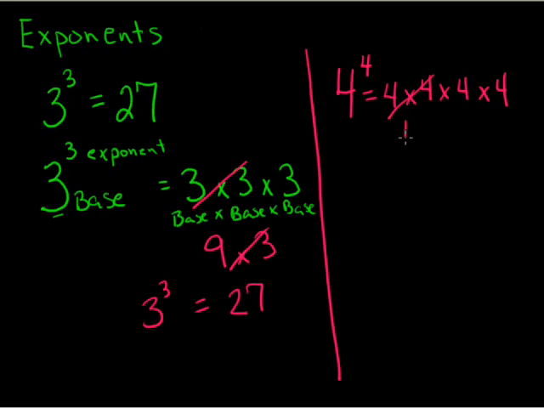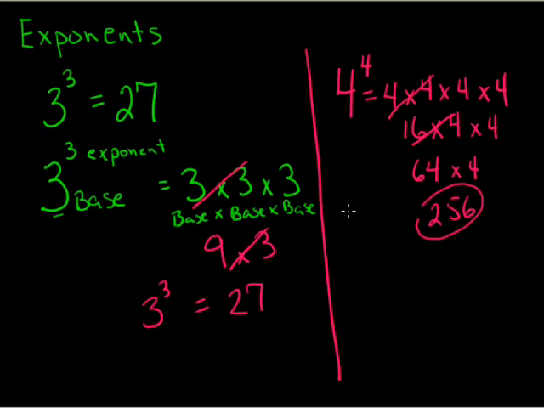4 times 4 is 16. We're going to bring down the rest that we didn't use. We didn't use this multiplication sign, this 4, this multiplication sign, or this 4. When you're doing order of operations, you should always do one step at a time and bring down everything that you hadn't already used. So once again, since it's all multiplication, we can move from left to right. 16 times 4 is 64. Crossed it out, bring down what we didn't use, and 64 times 4 is 256. So 4 to the fourth power is 256.